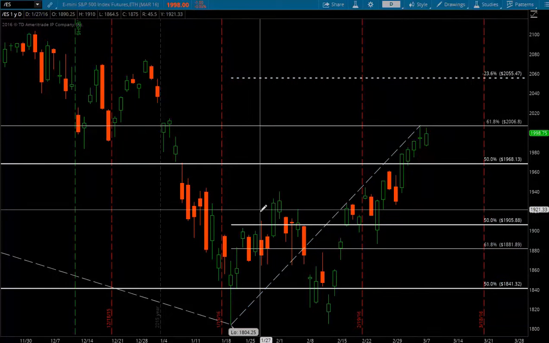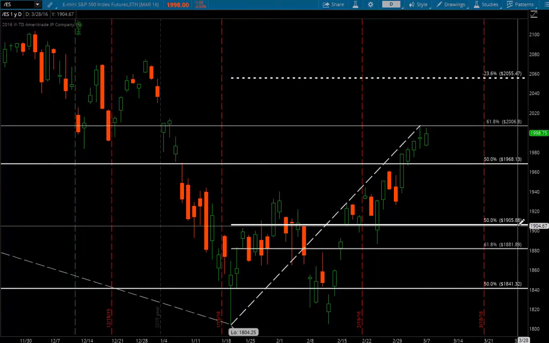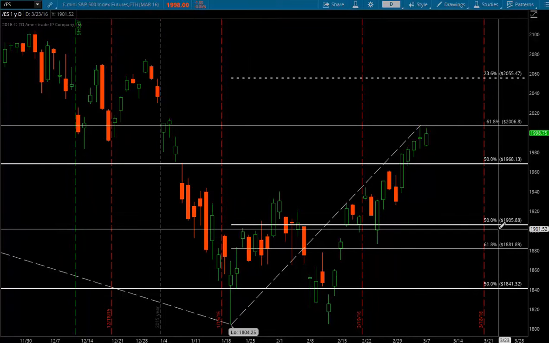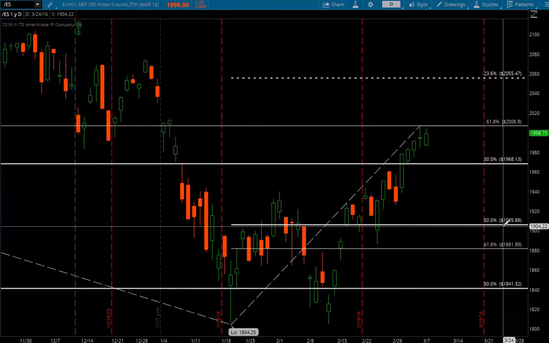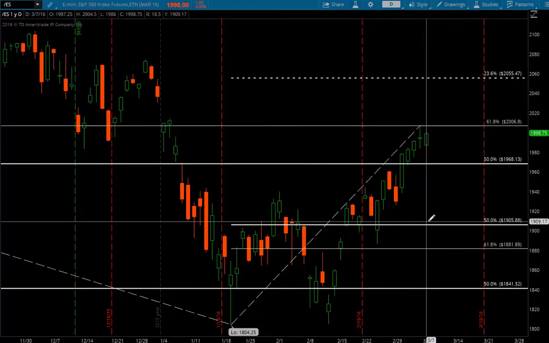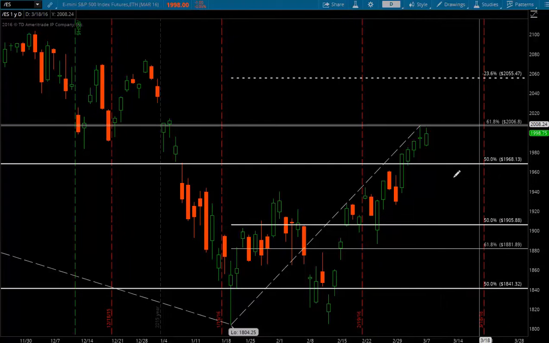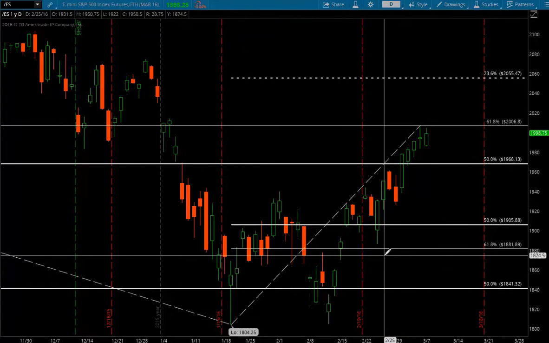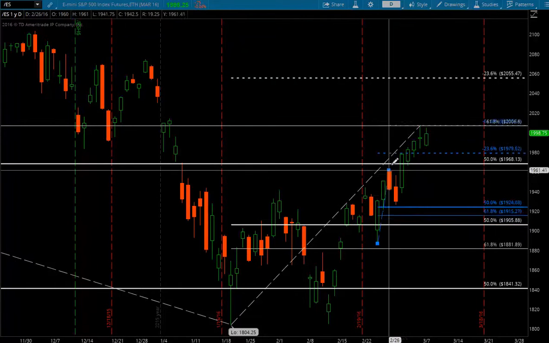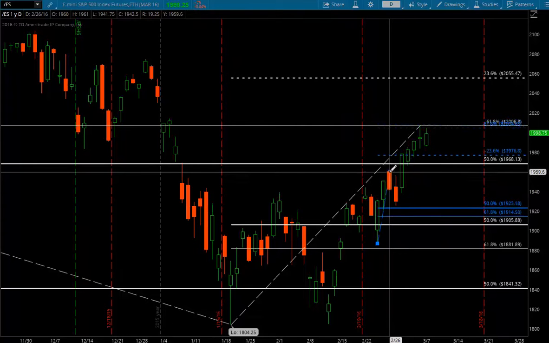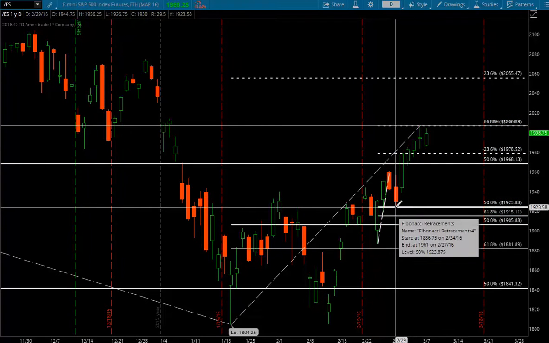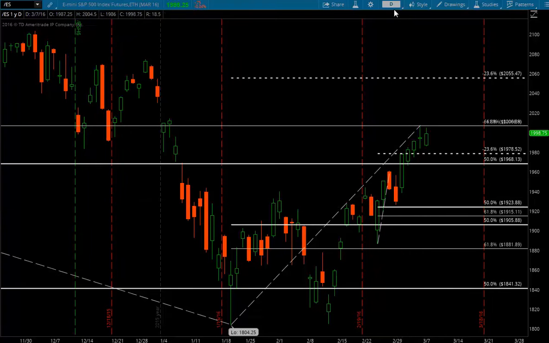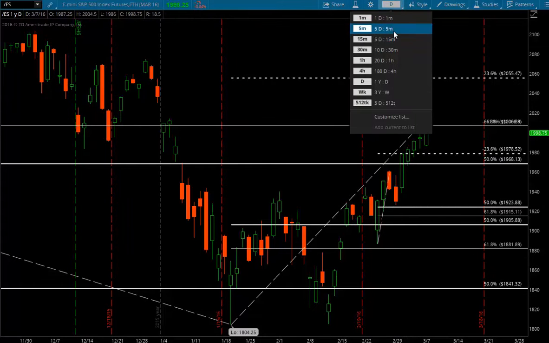And what do we got? We have some support down here at 1905s, also a whole number. So I would look for us to roll over from 2000s down to 1900s and then get another bounce that takes us higher. We do have a nice little 50% that was down here at 1923s.